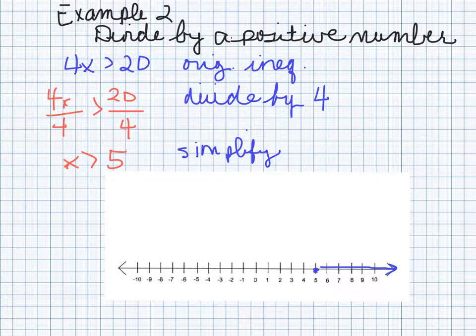I don't have an equal sign, so this circle right here should be open and not closed. And this says x is greater than 5, and so it is everything to the right, all the real numbers to the right of 5.